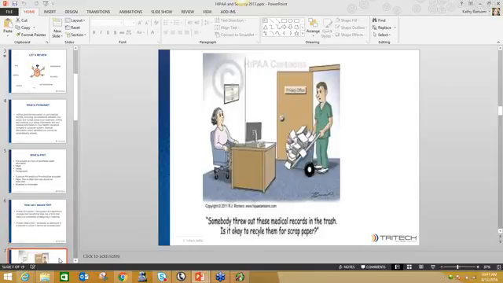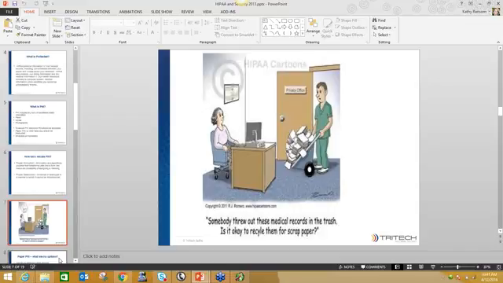So here's a cute little joke. It's a HIPAA cartoon. And the guy said, somebody threw out these medical records in the trash. Is it okay to recycle them for scrap paper?